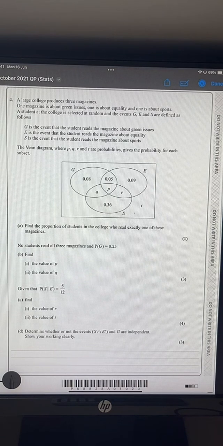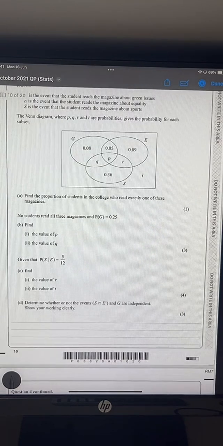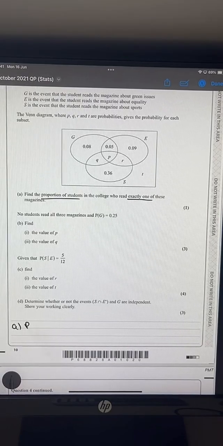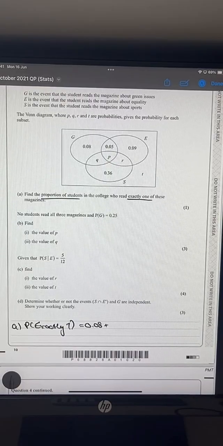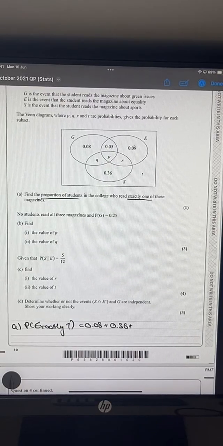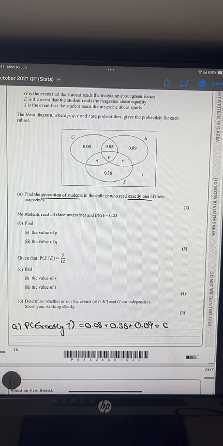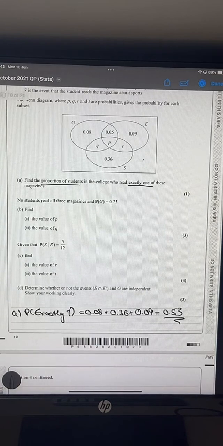So you just look at there and you see, okay, cool, you've got some missing values there. Find the proportion of students in the college who read exactly one of these magazines. So the probability of exactly one, that is in the non-overlapping sections. So that's 0.08 plus 0.36 plus 0.09. That's equal to 0.53. Easy 1 mark.